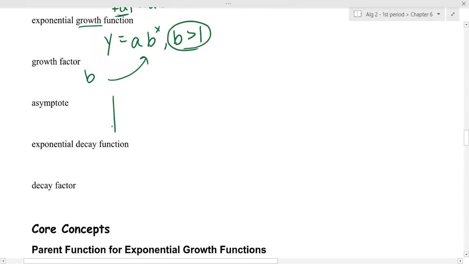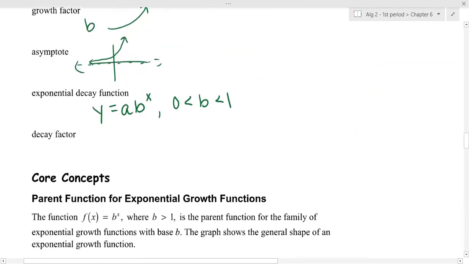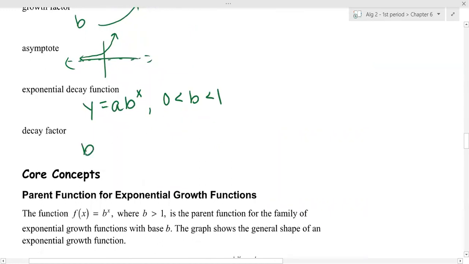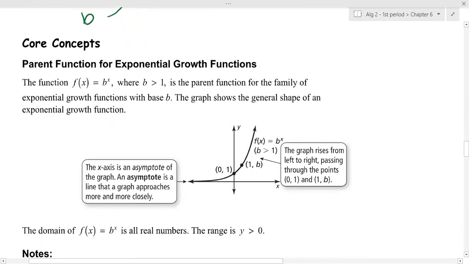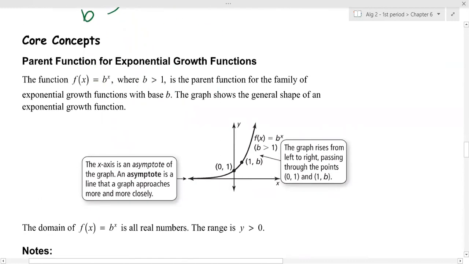The asymptote we talked about is that imaginary line. This growth graph right here will never ever touch it. It just gets closer and closer and closer, but never touches. And then the decay graph or function looks like this. It's still a b to the x, but in this case, b is between 0 and 1. That means it's some fraction that's less than 1. So my decay factor would be b again, being a fraction.